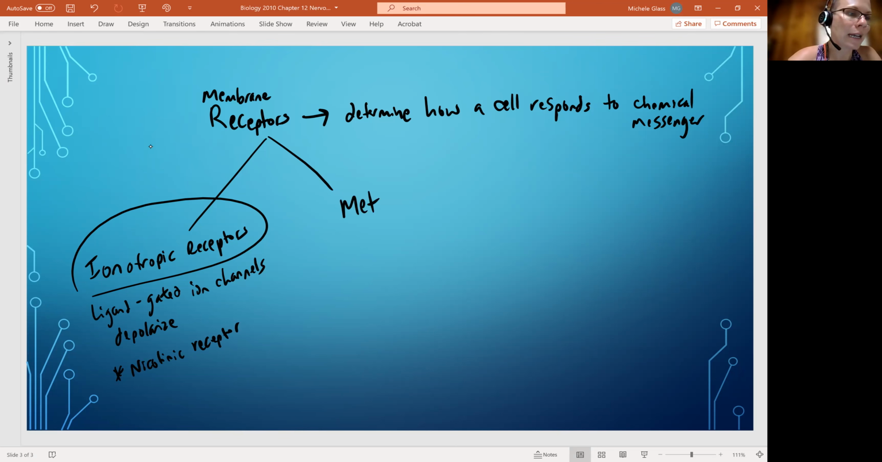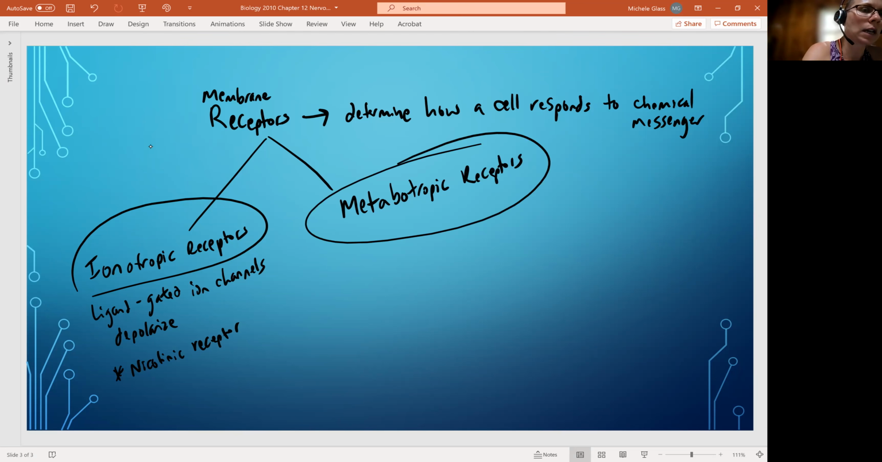The other kind of category is the metabo, as in metabolic, metabotropic receptors. Let me stop just a minute and over here say, tropic is like turn on. So ionotropic is turn on by ions. Metabotropic is like turn on metabolism, but it can also turn off metabolism. These involve a transmembrane.